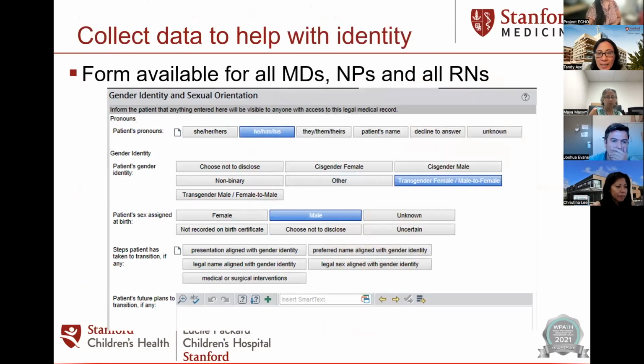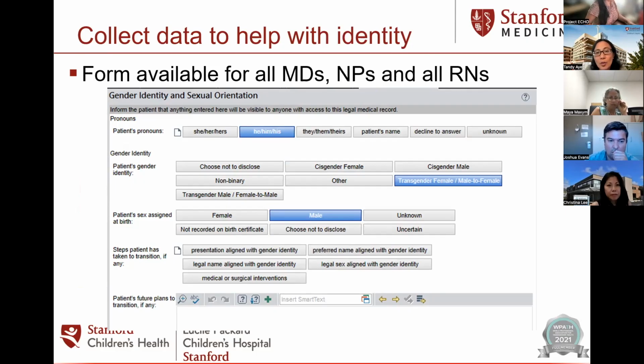Collecting the data to help with identity is important. For us, we use Epic. I know Epic is meeting with us to do a lot of this rollout, and each institution's Epic may use something like this. Ours was a little bit custom built, but we have what we call GISO, but I think Epic is now calling it SIGN because it sounds nicer. So it's going to be sexual orientation, identity, gender. And so talking about what pronouns are going to be used, what gender identity, what you were designated at birth, and then the steps that have been taken.